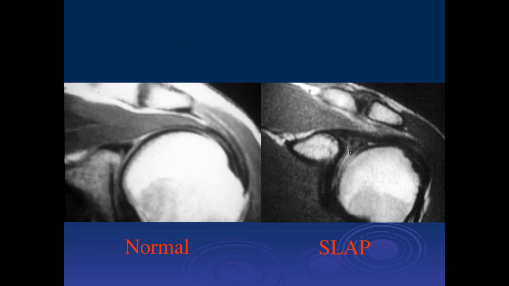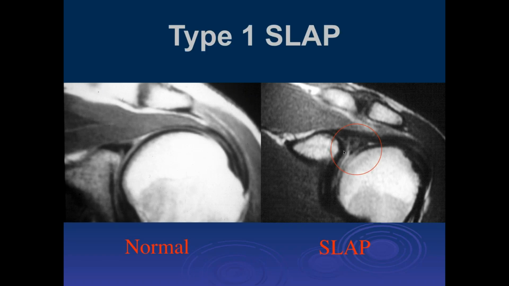Degenerative slap tear here. We can see that the normal superior recess is a curvilinear increased signal intensity with very sharp margins. This is really irregular, and we see signal. The key thing is we see signal going into the superior labrum. So this would be a type 1 slap tear.